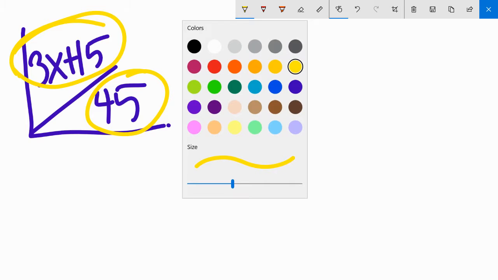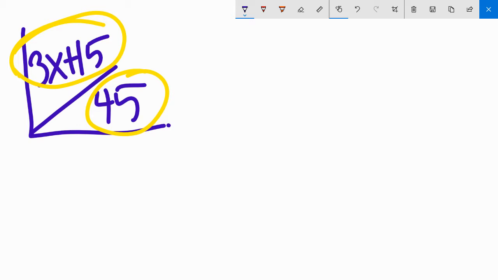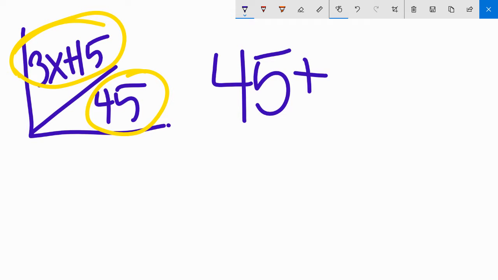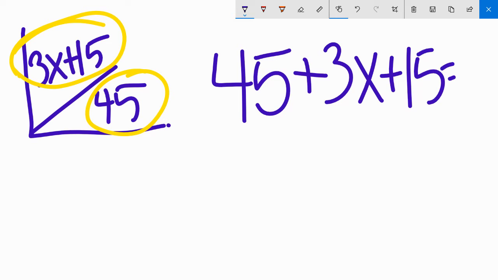The equation that we would use to solve for x with these, since they are complementary, would be angle 1, which was 45, plus the other angle, which was 3x plus 15. So it would be 45 plus 3x plus 15. And since they're complementary, what do you think it is going to be equal to? It should equal 90.